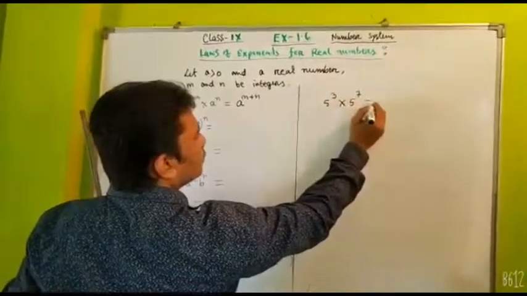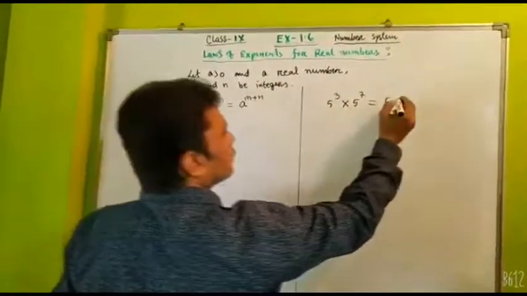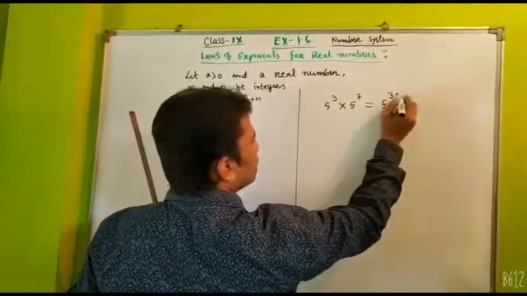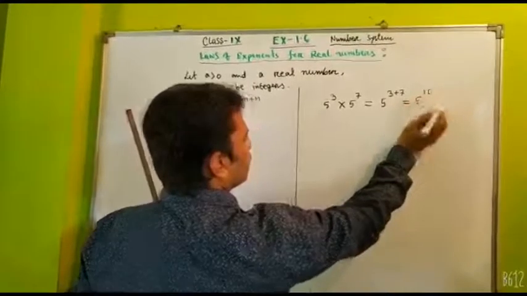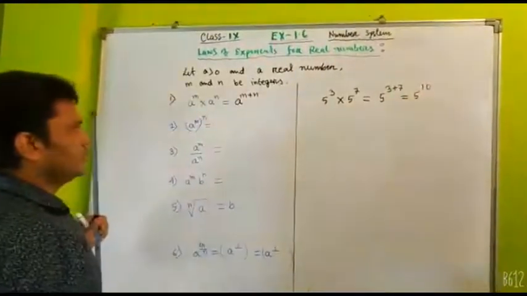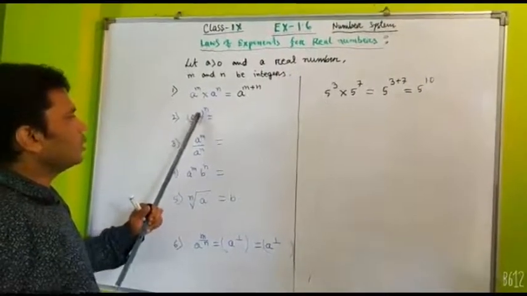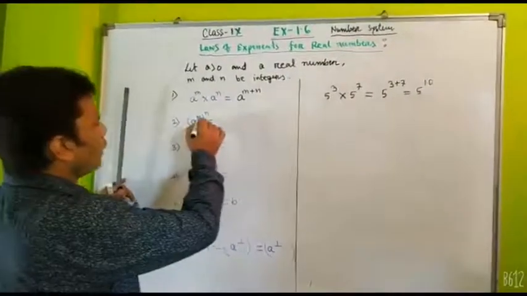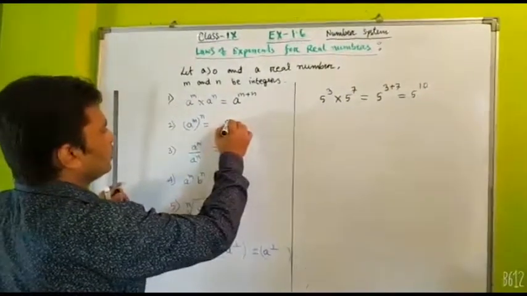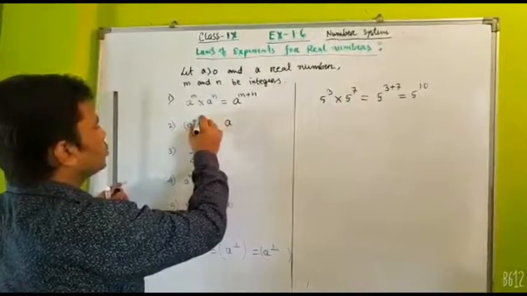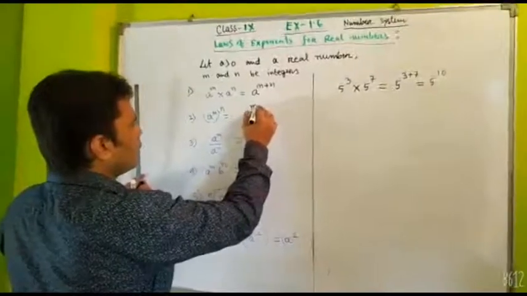Now here is the base, and this is the power, the whole power. a to the power m whole to the power n. Then we will write a to the power, and these two powers will be multiplied. Then we will write a to the power mn. Suppose 5 to the power 3 whole to the power 7, then we can write 5 to the power 3 into 7, that is equal to 5 to the power 21.